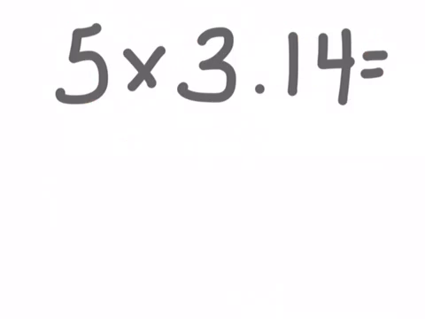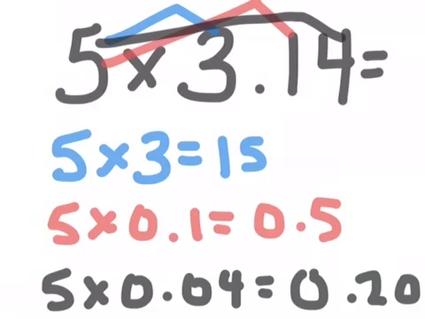Here's the next example. 5 times 3 and 14 hundredths. If I look at the blue, 5 times 3 is 15, but I also have to multiply it by all the other parts of the number. So in the red, 5 times 1/10 is 5 tenths, and in the black, 5 times 4 hundredths is the same thing as 20 hundredths.